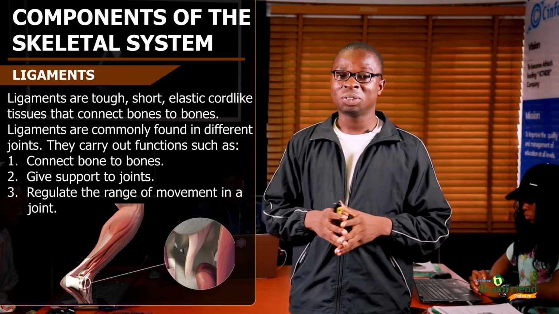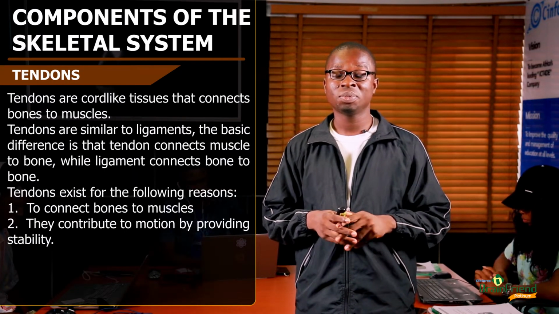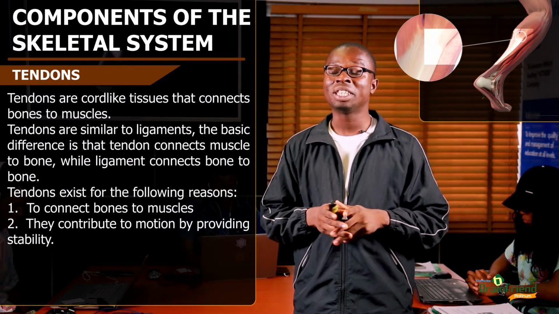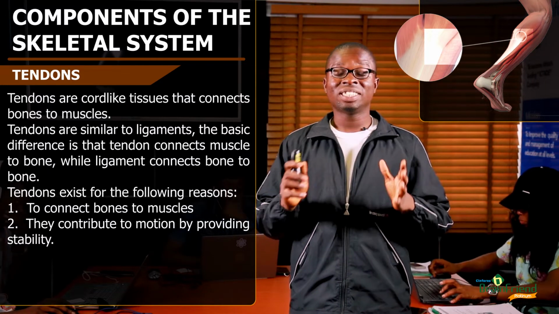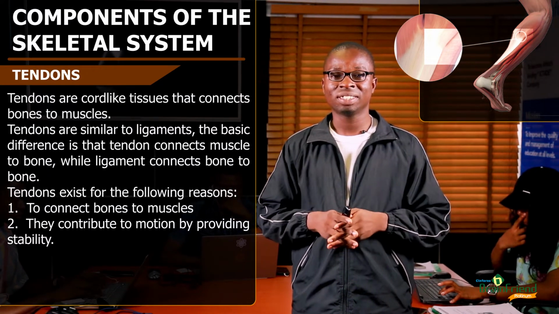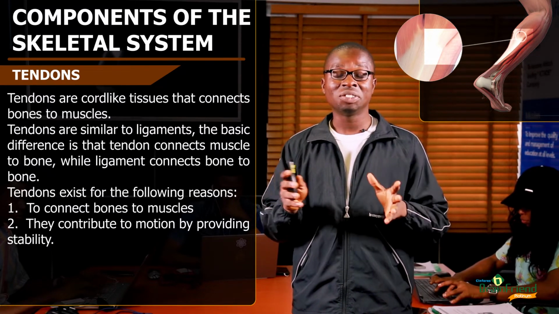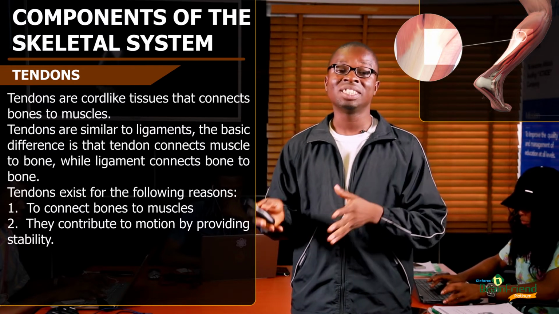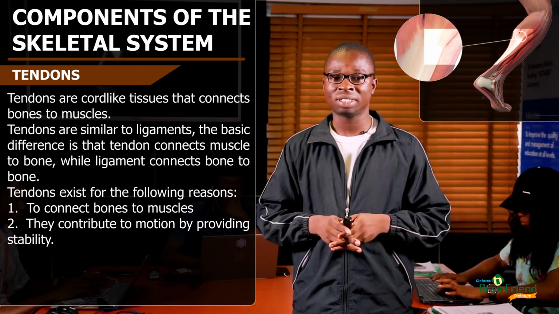And finally, let's talk about tendons. Tendons are like ligaments, but the difference is that they connect bones to muscles. Tendons are cord-like tissues that connect bones to muscles. They are like ligaments, but differ in function. Unlike ligaments that connect bones to bones, the tendons connect bones to muscles.